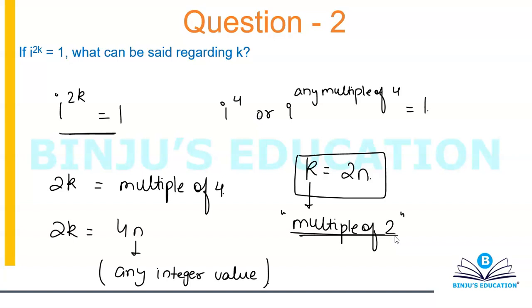I'm saying multiple of 2. Multiples of 2 can be negative numbers also. Like minus 2 is a multiple of 2, minus 4 is also a multiple of 2, minus 6 is also a multiple of 2. It doesn't have to be a positive integer always. It can be a negative integer also, okay? Anyways, the answer is k is a multiple of 2. You're going to get 4 options based on that, so you simply have to mark the correct one.